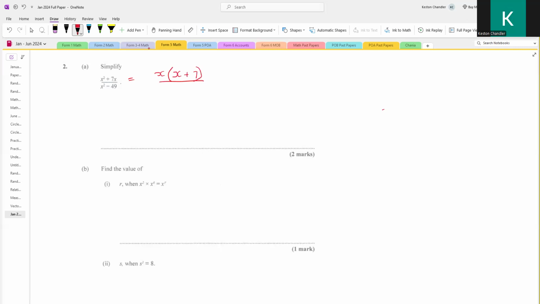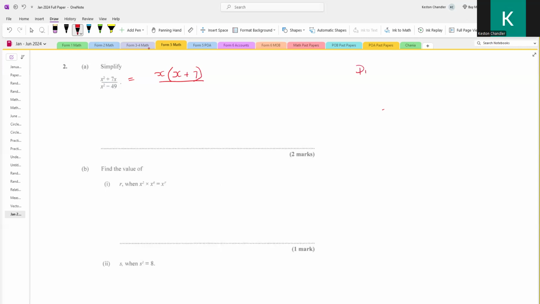Why? Because x squared and 7x have a common factor, which is x. I am dividing x squared by x to get what I'm putting in the bracket here, and I'm also dividing 7x by x to get this here. So this is what I'm getting as the contents of my bracket. x squared minus 49. This is an example of a perfect square. So, not perfect square, the difference of two squares.